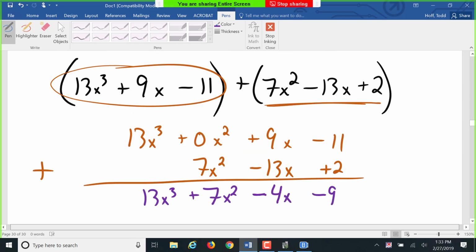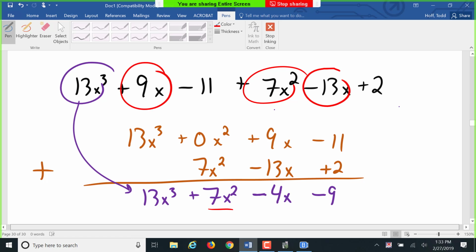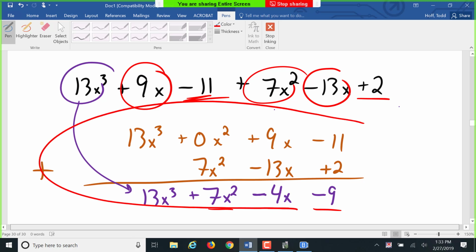Now, we would have got the same result using our shortcut, just removing the parentheses and combining like terms. Nothing to combine with the 13x to the third, so that stays the same. Nothing to combine with the 7x squared, that stays the same. You combine the 9x and negative 13x, giving you the negative 4x. Negative 11 and 2 combine to give you negative 9. So removing those parentheses and combining like terms is a shortcut. It does work. Feel free to use it because I know that's what most of you are taught. But this is the actual long process of adding polynomials.